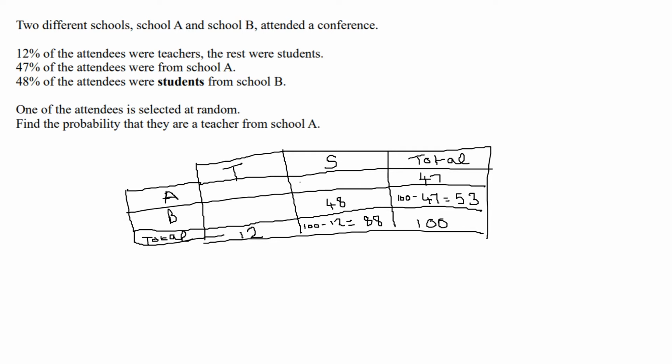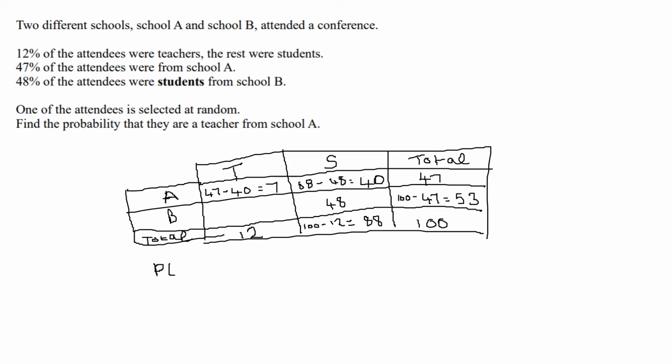So that means that we can work out how many were students from School A. And that will be 88 take away 48. That will give us 40. Now teachers, we're interested in teachers from school A. So we know that altogether 47% were from school A, and we know that 40% are students. So 47 take away 40 will give us 7. That's actually as far as we need to go with our table.